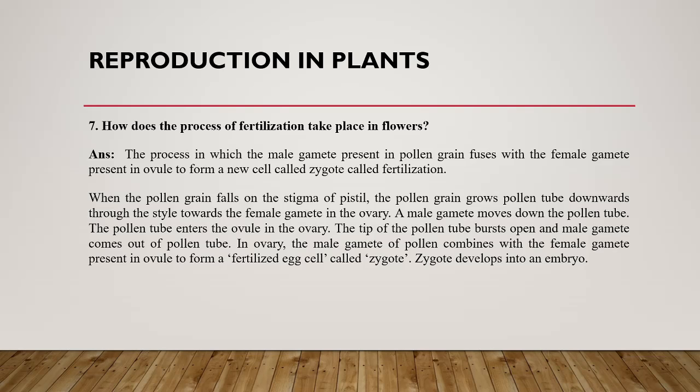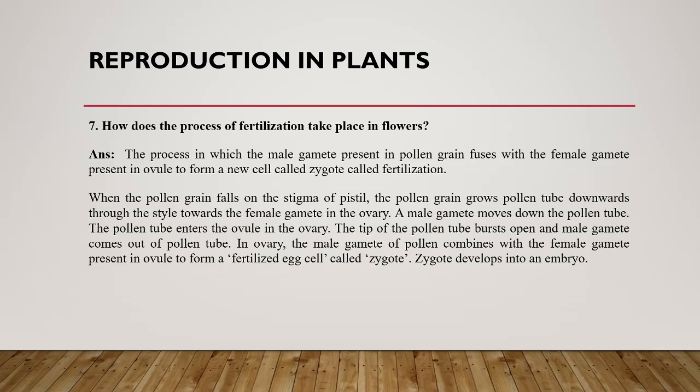Okay, so now we'll discuss how the process of fertilization takes place. Now when the pollen grains fall on the stigma of the pistil, the pollen grain grows a pollen tube downward through the style towards the female gamete in the ovary. Think what happens. First, the pollen grain is falling onto the stigma. How is it falling? It is carried by different agents you have learned. And then pollen grains from the anther fall onto the stigma.